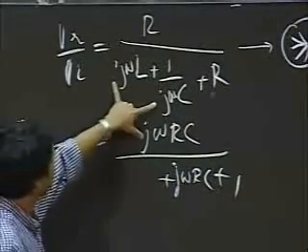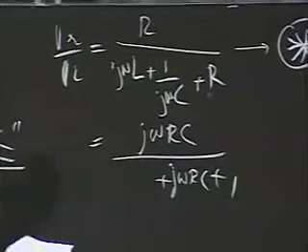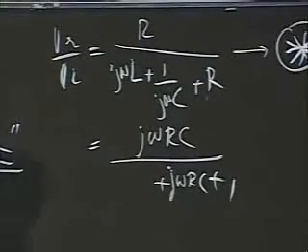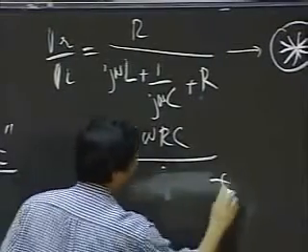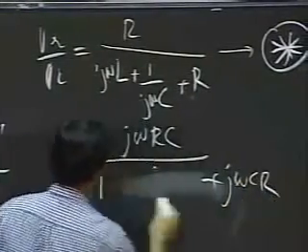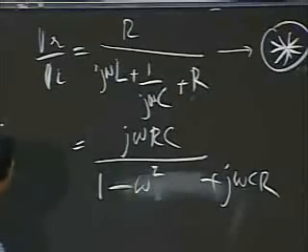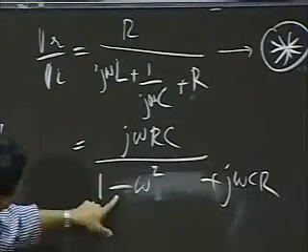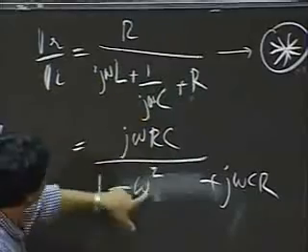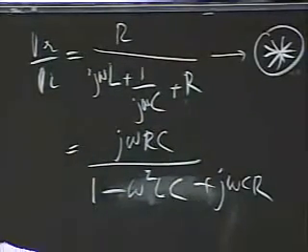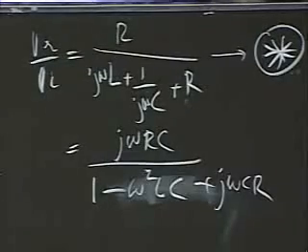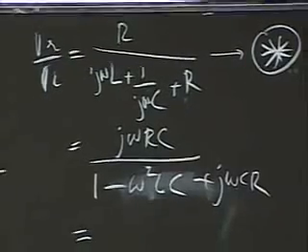And then here I get j times j is minus 1, so I get minus omega squared. Let me rewrite this way. So j times j is minus 1, omega times omega is omega squared, and then I get an LC. That's what I end up getting.